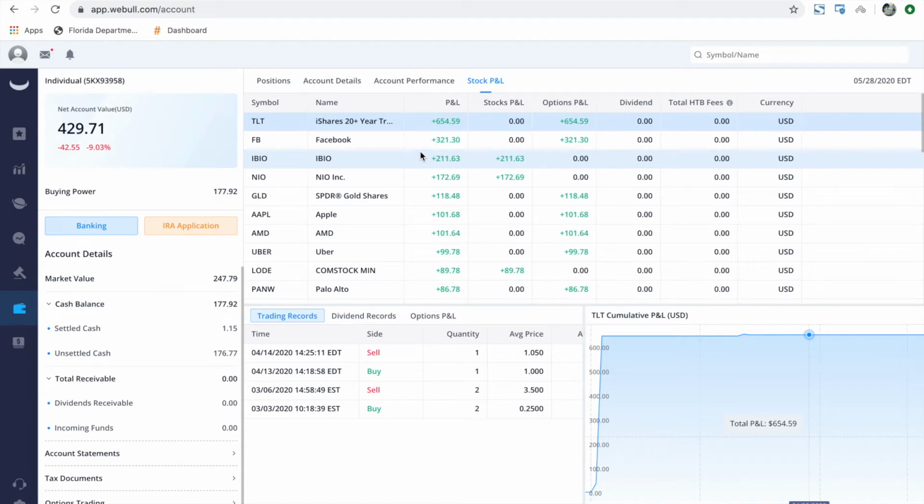I'm Johnny, and this is the desktop version of Webull, the trading platform designed for you to get into the stock market on your cell phone.